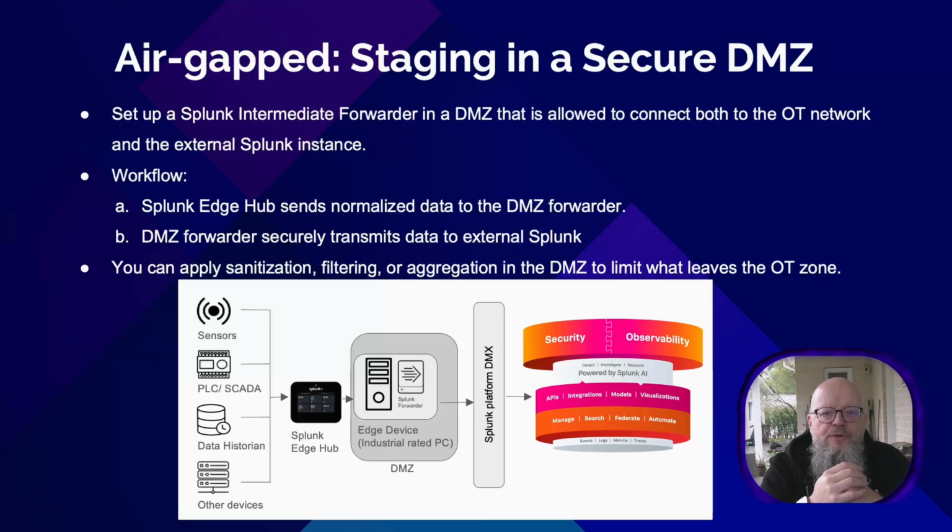A third option is to use a secure DMZ, or demilitarized zone. This is a small isolated network that sits between your OT environment and your external network. Here's the workflow. You place a Splunk intermediate forwarder into the DMZ, then the Splunk Edge Hub sends its clean, normalized data to this forwarder. The forwarder then securely transmits the data to your main Splunk instance.